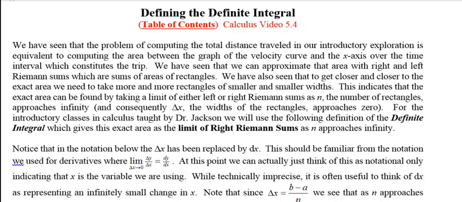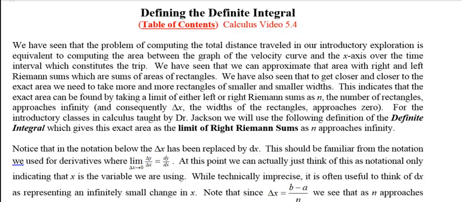And we saw that we could approximate that with left and right Riemann sums, which are sums of areas of rectangles. We also saw that to get closer and closer to the exact area, in this case the exact distance traveled, we needed to take more and more rectangles of smaller and smaller widths. This indicates that we need to find a limit. So the exact area could be found by taking a limit of either the left or the right Riemann sums as n, the number of rectangles, approached infinity. And consequently, delta x, the widths of the rectangles, approach 0.